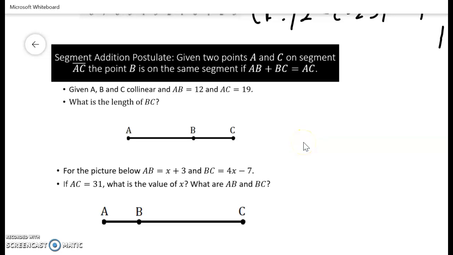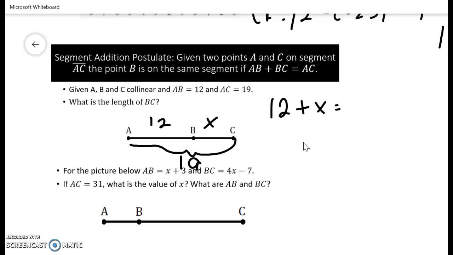Okay? So let's see if we can figure this out. It says AB is equal to 12 and AC is equal to 19. So AB is 12, but AC is that whole thing, which is 19. If I called BC X, then my equation is 12 plus X equals 19. Subtract 12, X equals 7. So what is BC? 7. Okay?